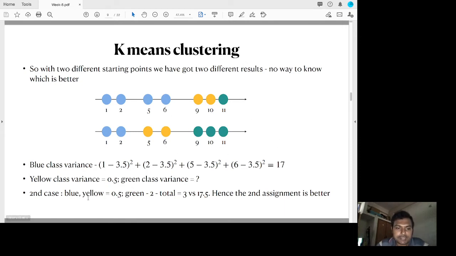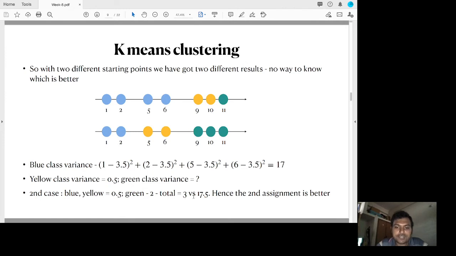In the second case, for blue and yellow, it will be 0.5 because it is the same as the yellow in the first case. I have not shown the calculations. So blue and yellow will be 0.5, and for green it will be 2. The mean of green is 10 in the second diagram, and 10 minus 9 whole square plus 11 minus 10 whole square is 2, and therefore the total variance in the second diagram is 3.